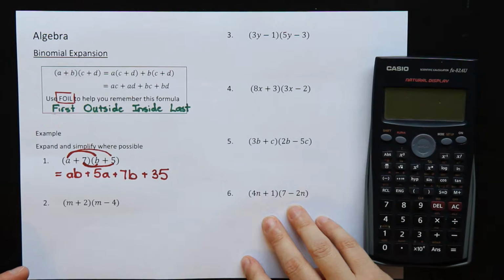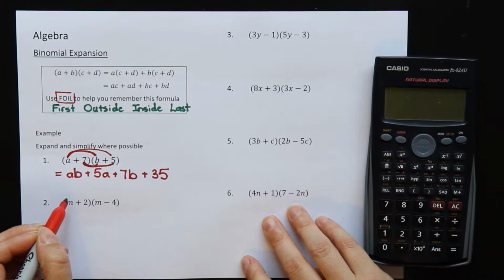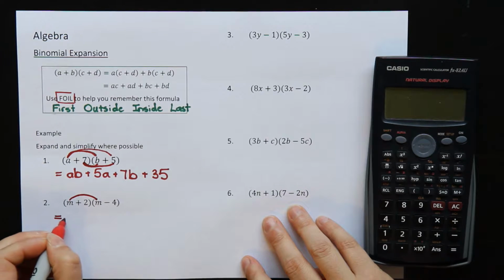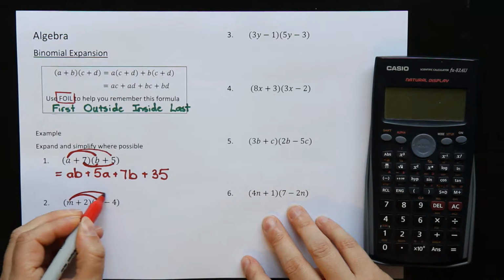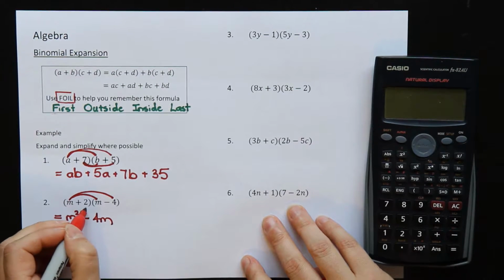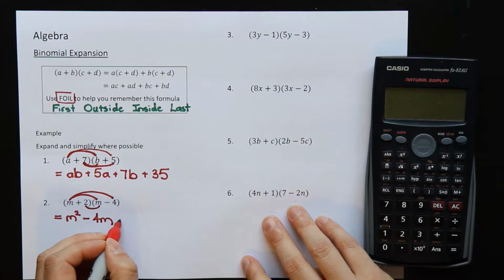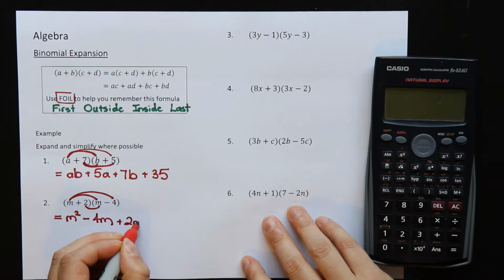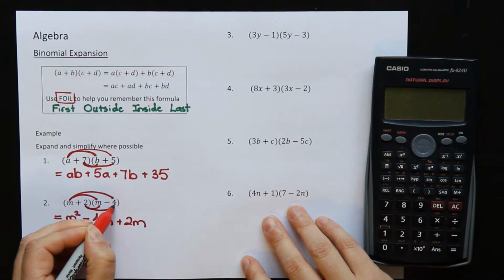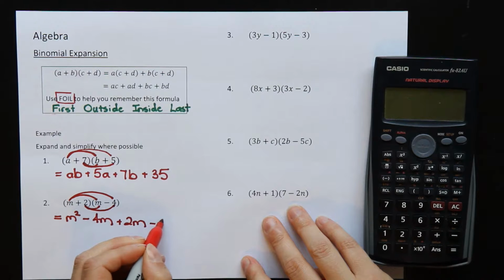Okay, let's practice that again with question 2. So follow the process again. First is M times M, which is M squared. O is for outside. So M times minus 4 is minus 4M. I is for inside. 2 times M is 2M. And L is for last. 2 times negative 4 is a negative 8.